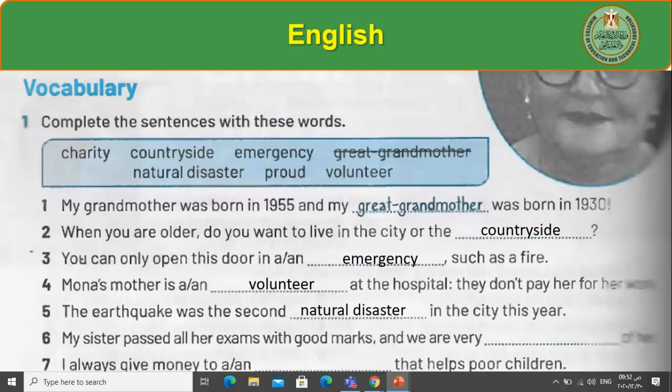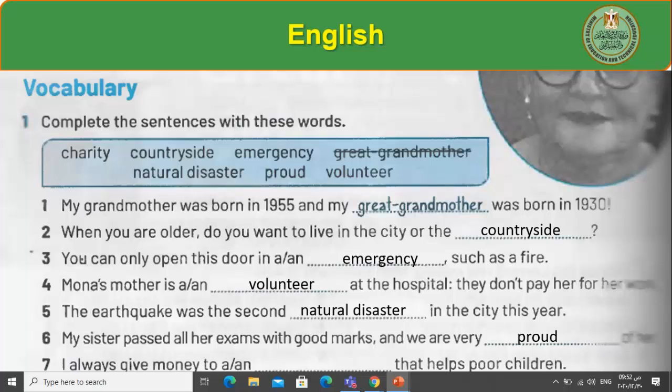My sister passed all her exams with good marks and we are very proud of her. Proud of her. Proud of.